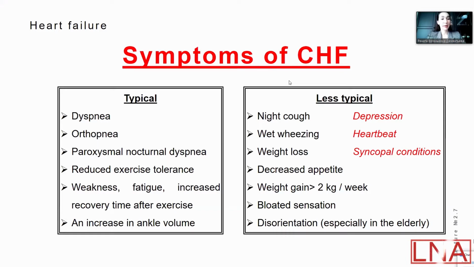I'm sorry, so continue. Typical: dyspnea, the position of orthopnea, which we can explain by the increase of preload to the heart in a patient with heart failure. Paroxysmal nocturnal dyspnea, reduced exercise tolerance, it's impossible to do physical activity normally. Weakness, fatigue, increased recovery time after exercising, the patient needs more time for resting after exercising and any physical activity, and an increase in ankle volume, edema.